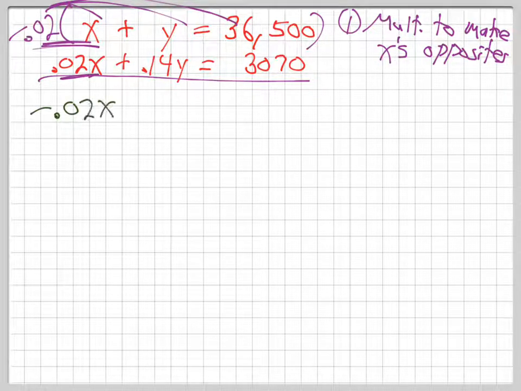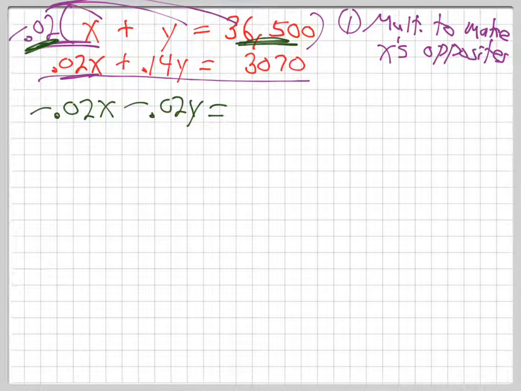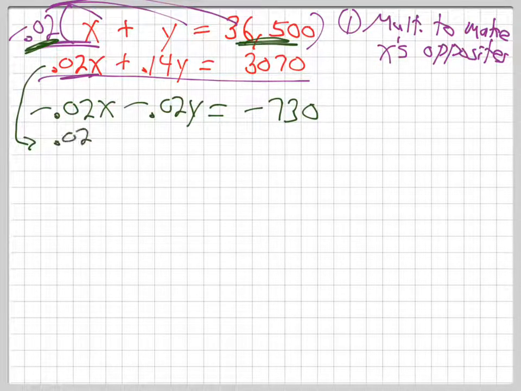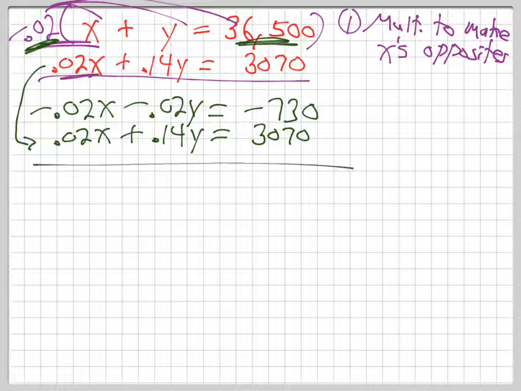Goes by either name. Negative 0.02x, negative 0.02y. And then use your calculator. Negative 0.02 times 36,500 is negative 730. And then I'll just bring down the second equation. It hasn't changed at all. And now I add them up.